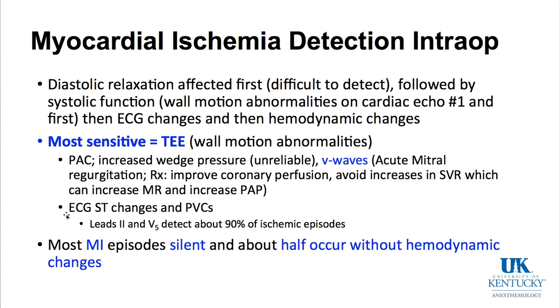Now, when ischemia occurs, diastolic relaxation, an energy-dependent process, is affected first, but that's going to occur over a very short period of time. It's going to be difficult to detect, and it's followed very shortly by systolic function abnormalities, that is, wall motion abnormalities like hypokinesis or akinesis on cardiac echo, and then followed by electrocardiographic changes, and then finally hemodynamic changes. So you can see if you're having ECG changes and hemodynamic changes, you're far down the ischemia detection pathway, because the most sensitive is those wall motion abnormalities, such as hypokinesis.